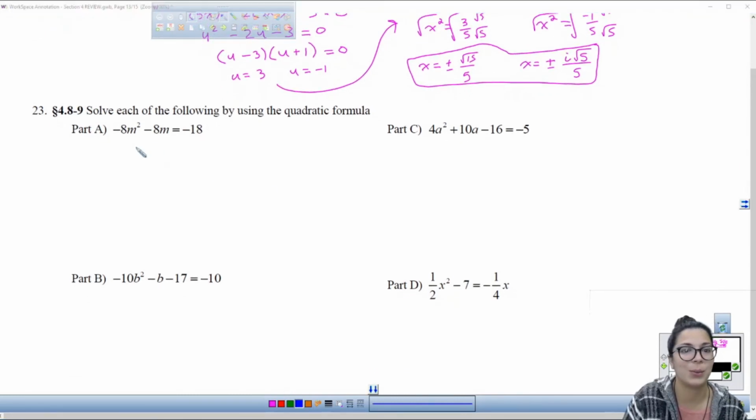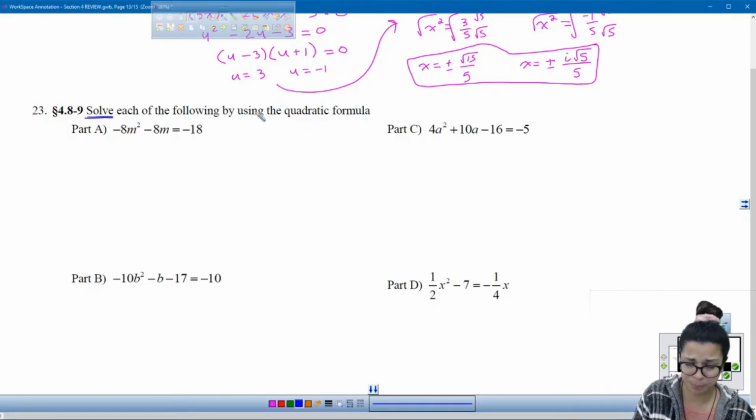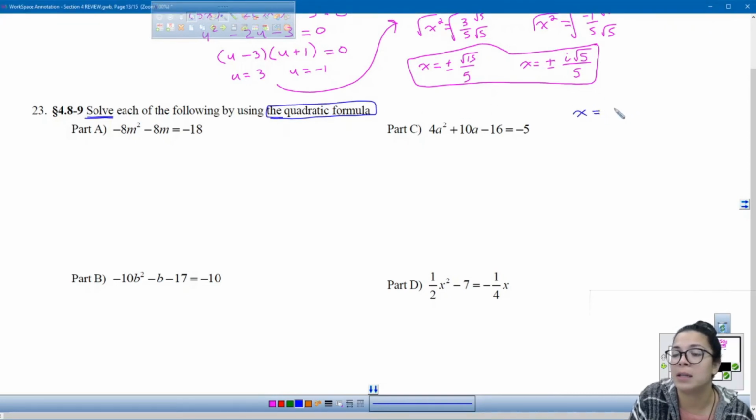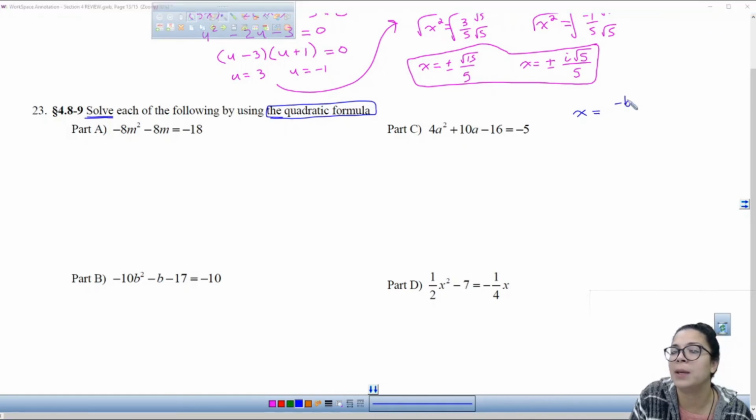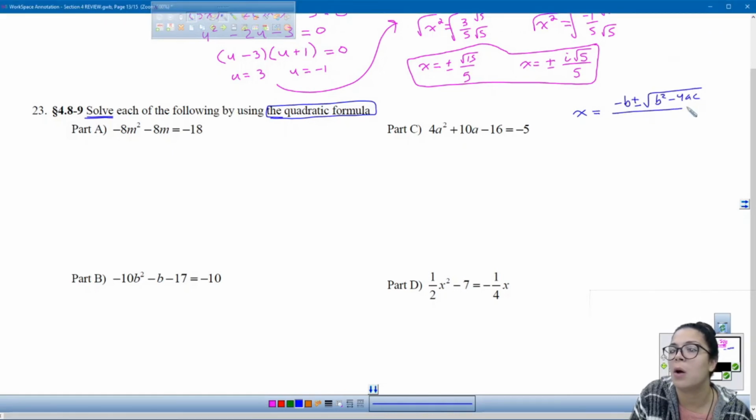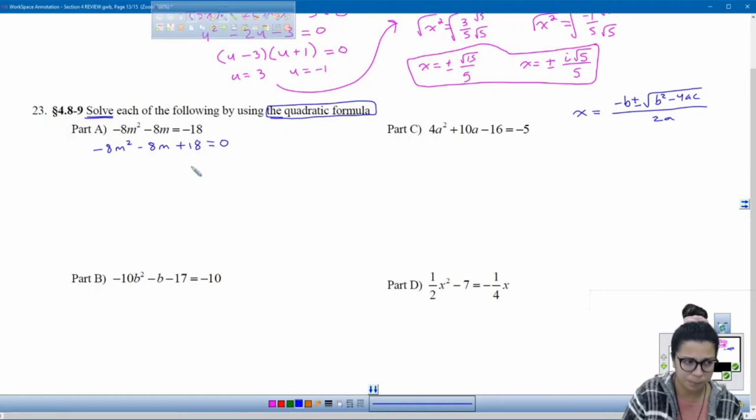All right, 23. On these, we are solving, and they are specifically saying we need to use the quadratic formula. Remember, the quadratic formula is variable equals negative b plus minus the square root of b squared minus 4ac all over 2 times a. So we need equals 0 to use the quadratic formula, right, to get our a, b, c. So I'm going to go ahead and add 18 to both sides. So I get negative 8m squared minus 8m plus 18 equals 0.